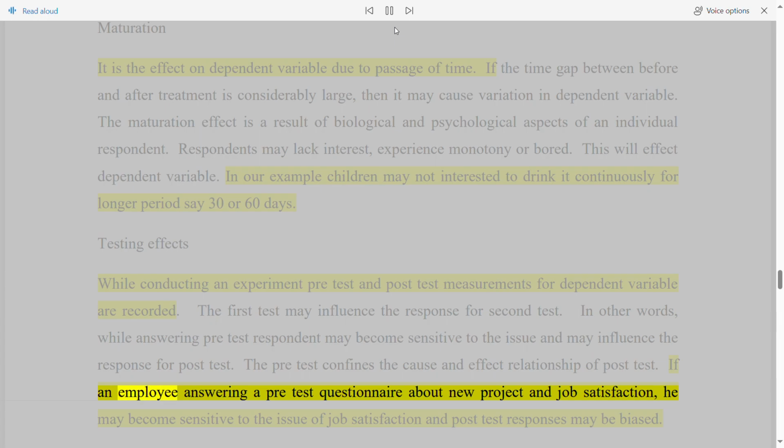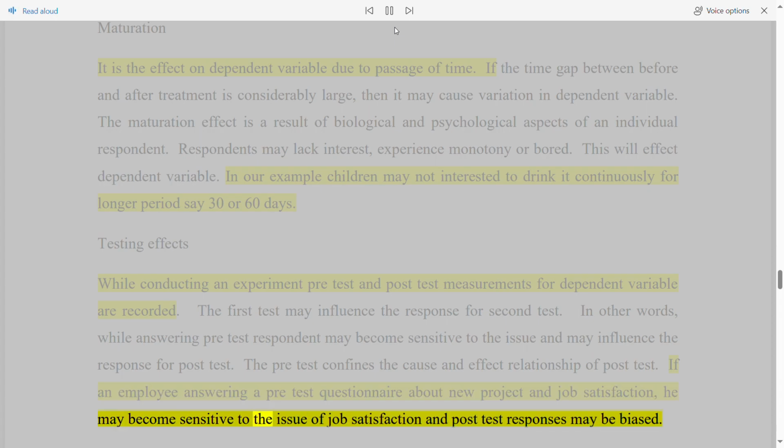If an employee answers a pre-test questionnaire about a new project and job satisfaction, he may become sensitive to the issue of job satisfaction and post-test responses may be biased.